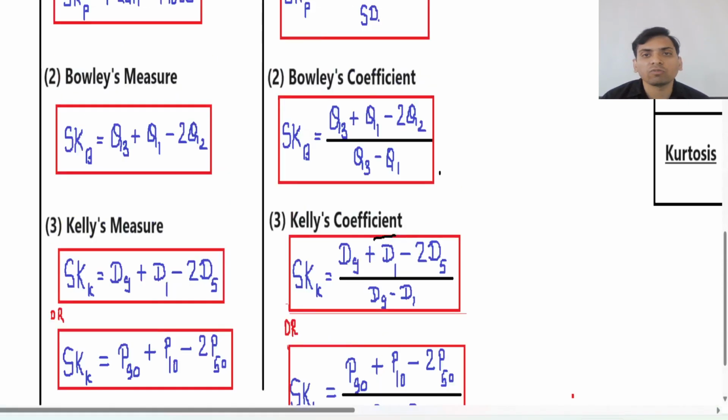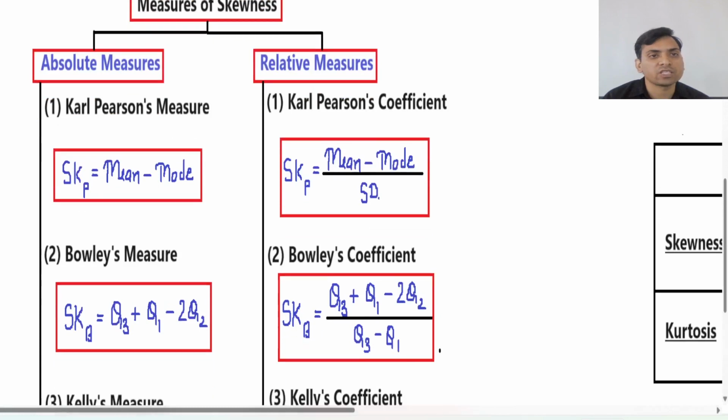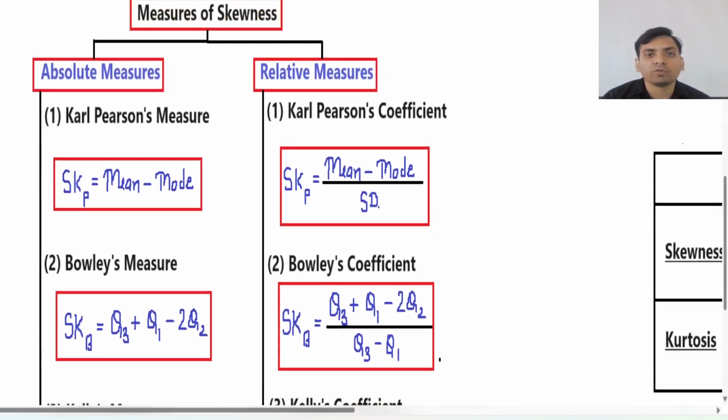So these are all what? These are measures of skewness. So I hope you understand this concept of measures of skewness. Now in next we will see measures based on moments for skewness and kurtosis both.